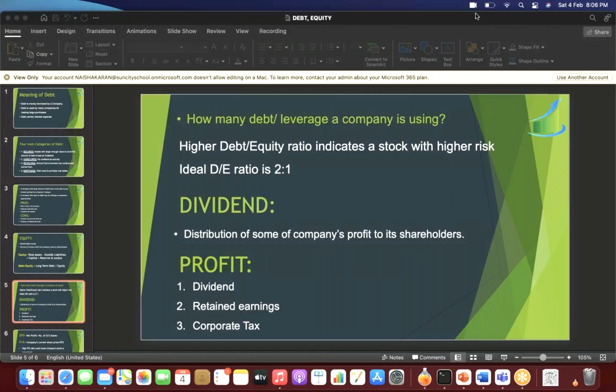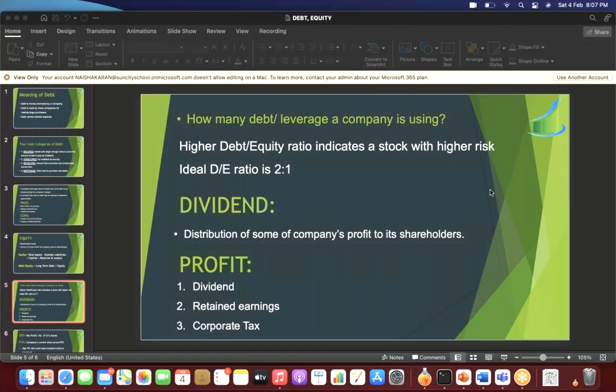All right. The next thing in our session. We have done what is the meaning of profit. Now profit consists of dividend, retained earnings, and corporate tax.